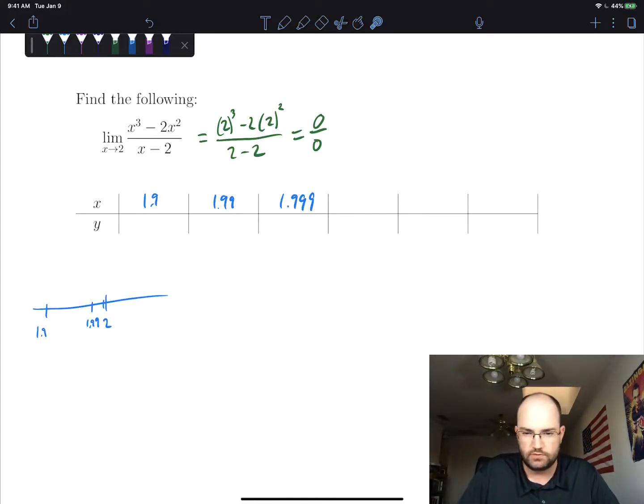I hope that looked right on there. I don't think it did. So from the left-hand side going towards the right, maybe.